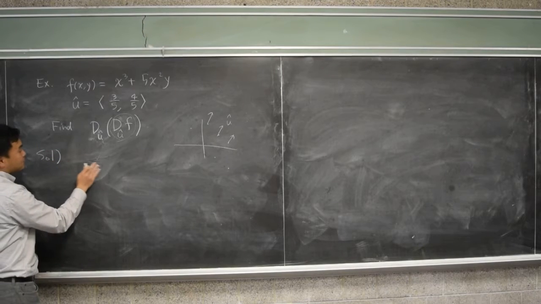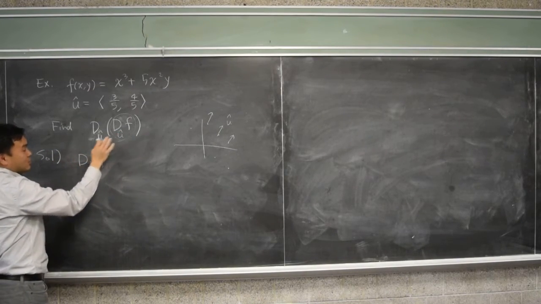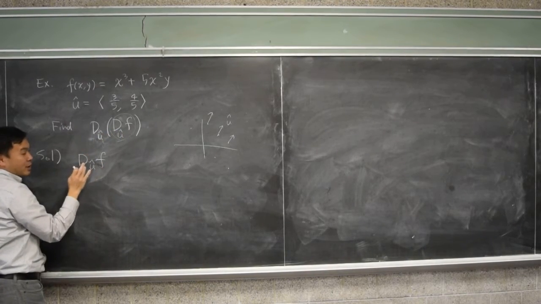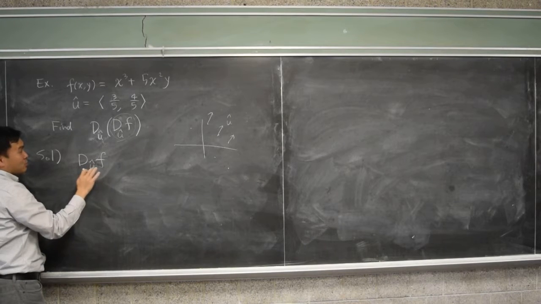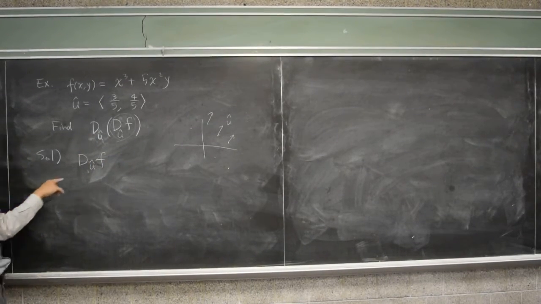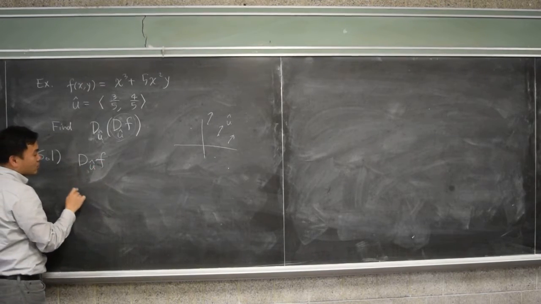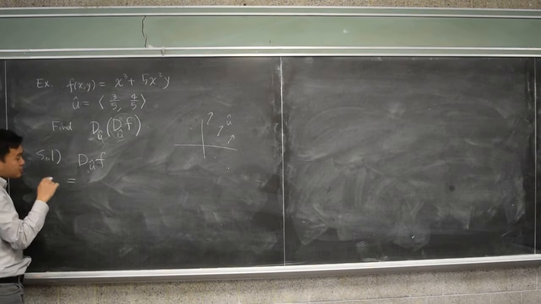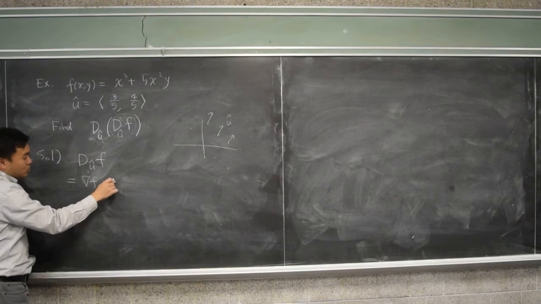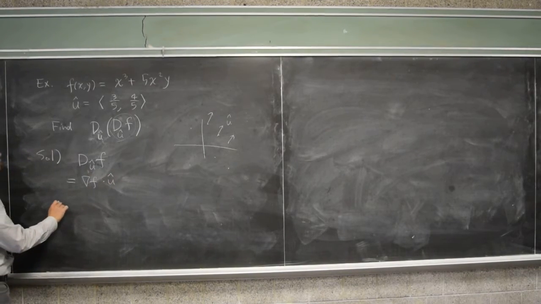Okay? So let's try to compute this. First, the directional derivative of f. Let's start from the inside. We first compute this, and then whatever we get, we compute it again. That's what we're going to do. So let's first compute the directional derivative of f with respect to u. What is that? That's the gradient of f dotted with u. That's the formula, right?